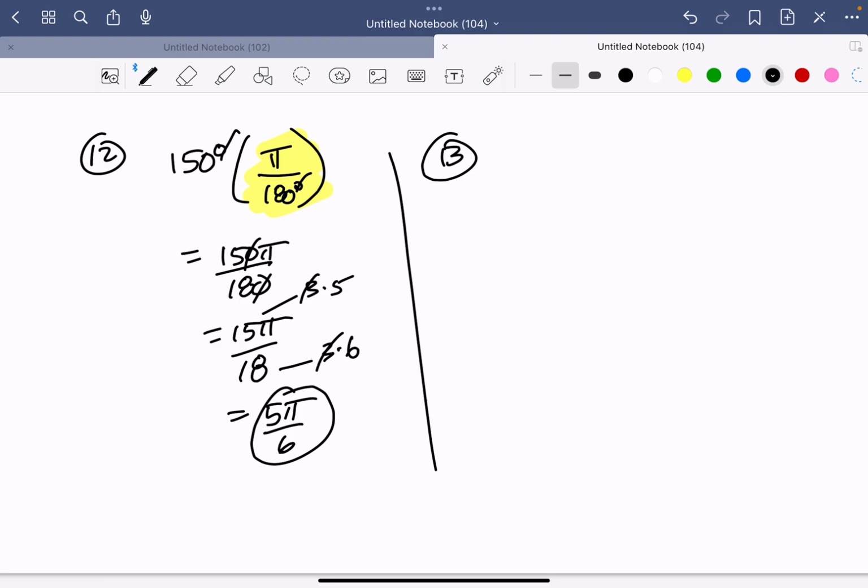13, if we want to change 7 pi over 6 into degrees, well, now we want to introduce degrees, so I put it on top of my well-chosen 1. So I'm multiplying by 1, so even though it looks different, it's not. And so nicely we have degrees like we wanted, and the pi's cancel out. So we get 7 times 180 divided by 6, that many degrees, which turns out to be 210.